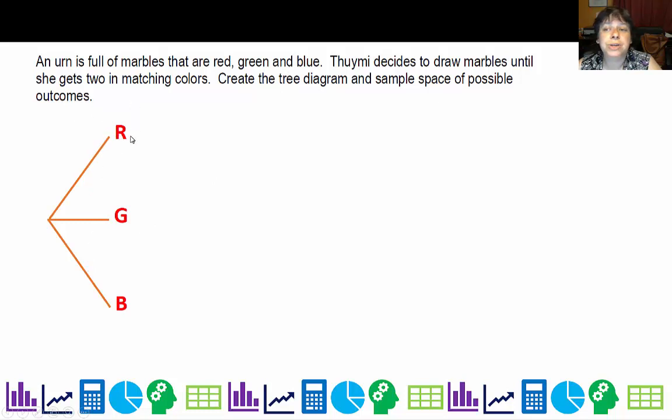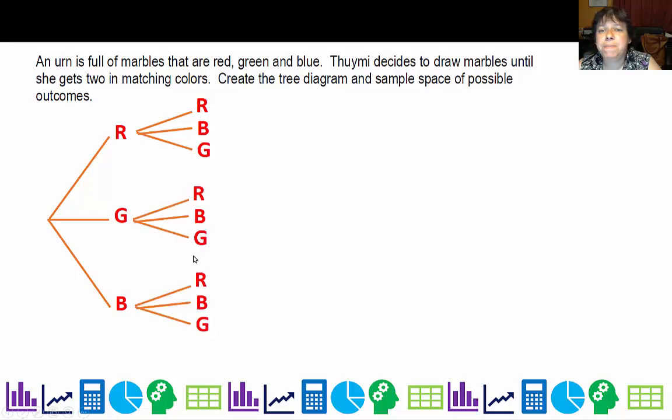Now I don't have 2 matching colors yet, so I'm just going to draw another marble, which would be red, blue, or green, right? And same thing here and here. All right. Now on the next set, here on this branch, she does have 2 matching marbles, so she's not going to draw again. But this one she doesn't, so she's going to draw here. Okay, so she could draw red, blue, or green, and even here on this one she can draw again.